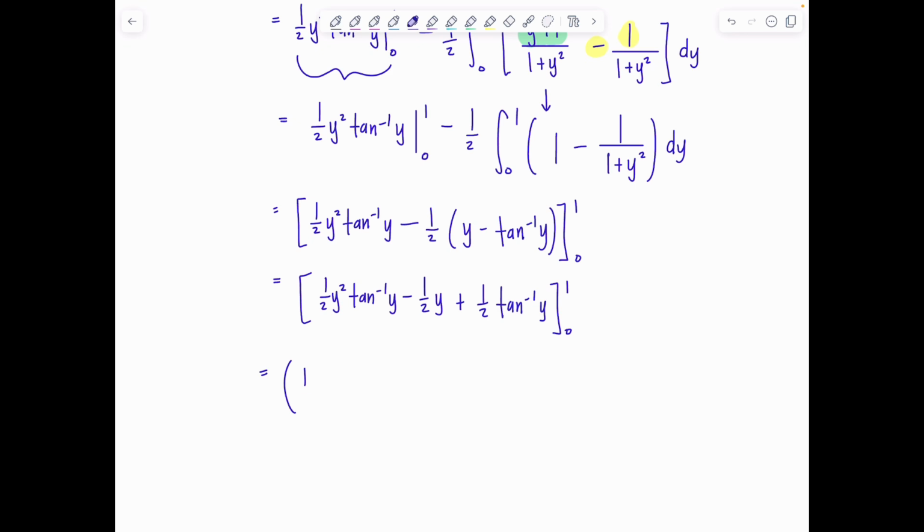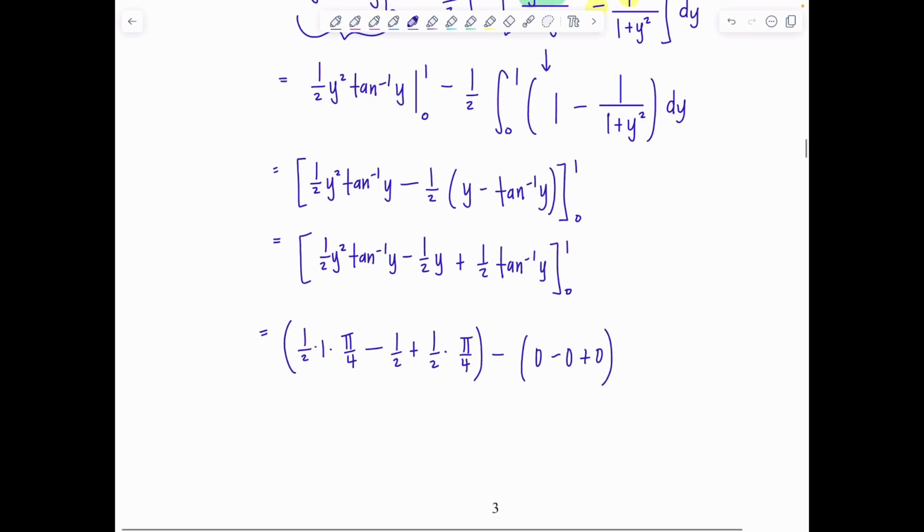Upper limit, 1/2 times 1 times tan inverse of 1, which is pi over 4, minus 1/2 times 1 plus 1/2 times tan inverse of 1, which is pi over 4, minus 0 plus 0. Okay. So what does this give us? Pi over 8 minus 1/2 plus pi over 8. So that's 2 pi over 8, pi over 4, minus 1/2.